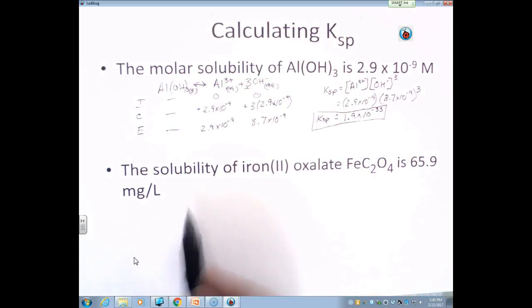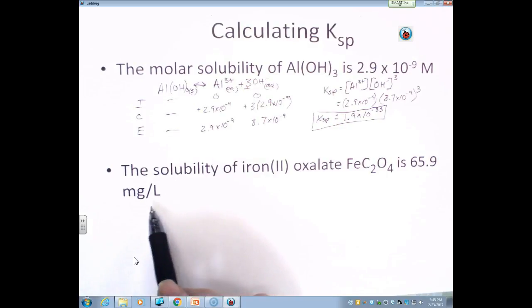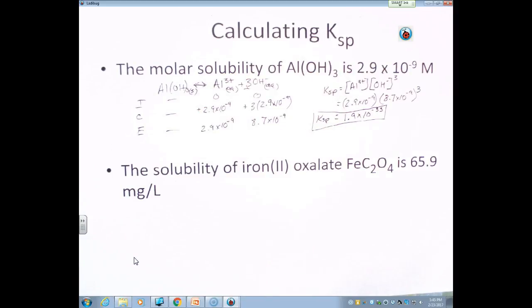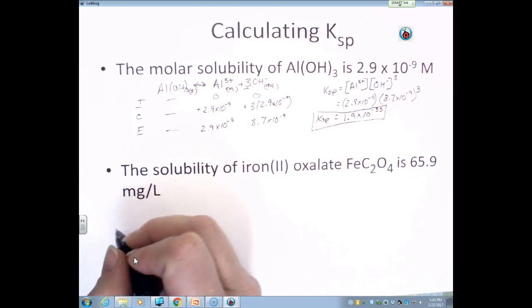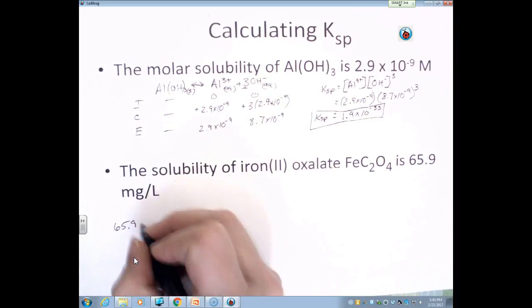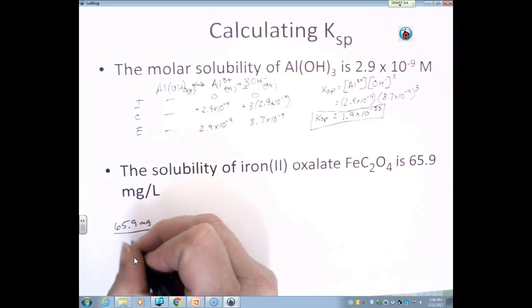This next problem is very similar. We're still going to be calculating Ksp, but this time we are not given the molar solubility. We're given the solubility in milligrams per liter. So we have iron(II) oxalate here, and 65.9 milligrams will dissolve in 1 liter.